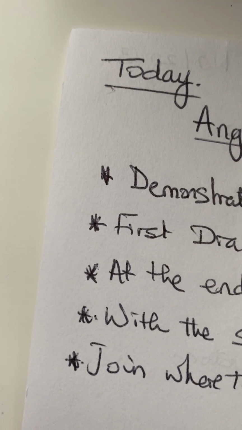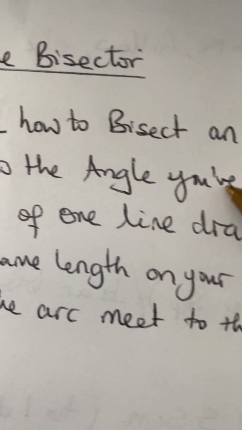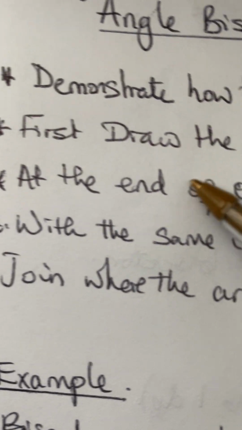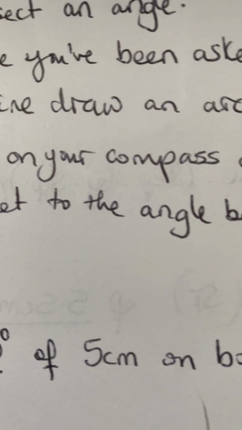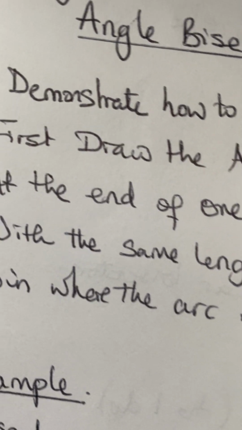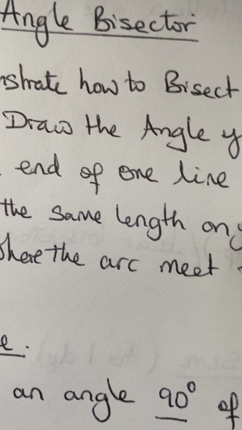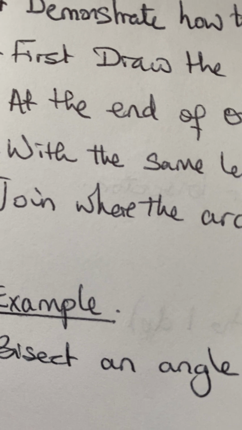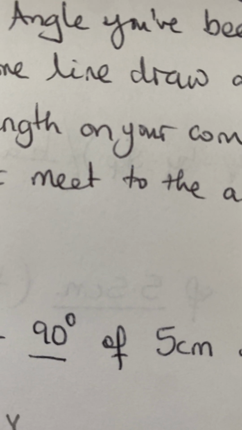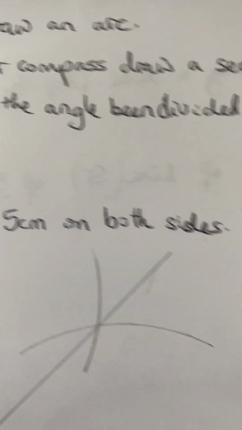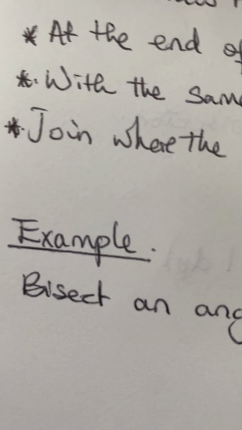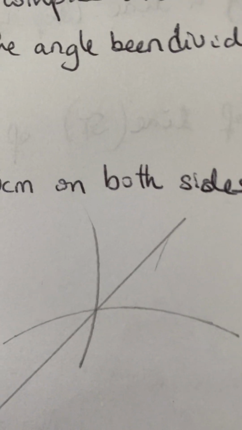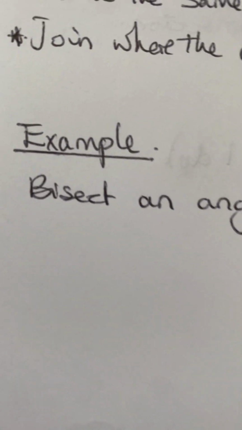Now, how do you do it? Demonstrate how you bisect an angle. Okay, so I'm going to show you that. First, draw the angle you've been asked to draw. So you first draw the angle. At the end of one line, draw an arc. I will show you how I do it. With the same length on your compass, draw a second arc. Okay? Join where the arc meets to the angle being divided.